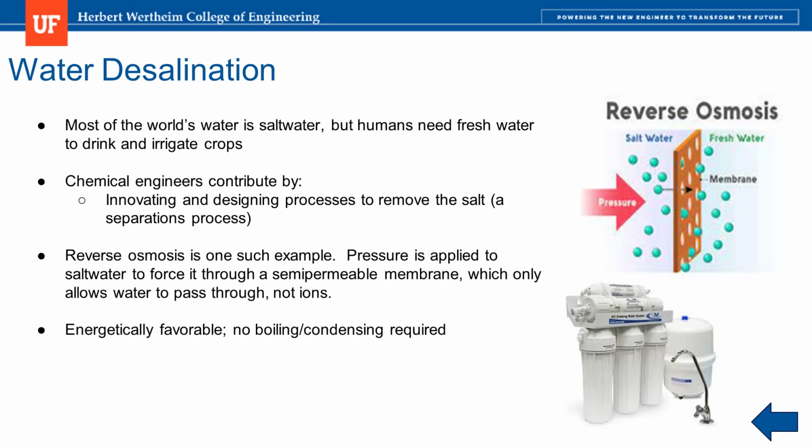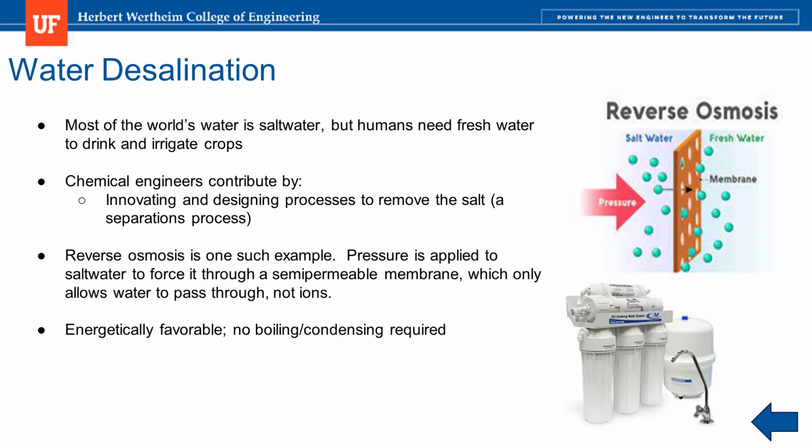Yet another separations process in which chemical engineers shine are the various methods of water desalination. This is a global problem because some places in the world do not have a reliable and consistent source of fresh water for drinking or irrigation of crops. A specific example of such a process is reverse osmosis, in which an applied pressure forces only water molecules through a semi-permeable membrane, leaving ions and other contaminants behind.